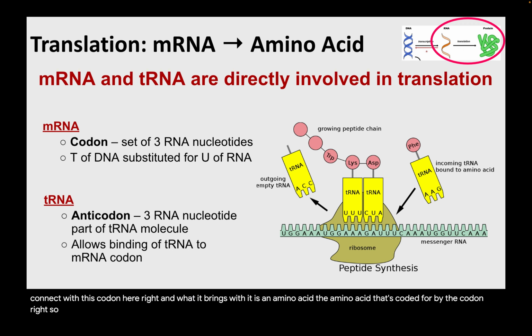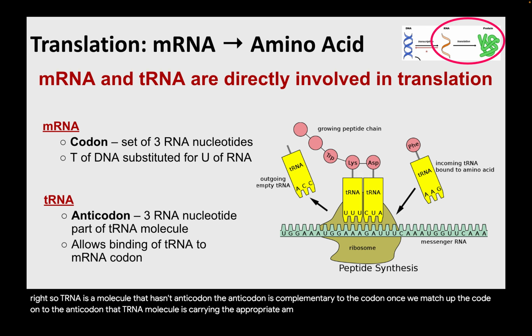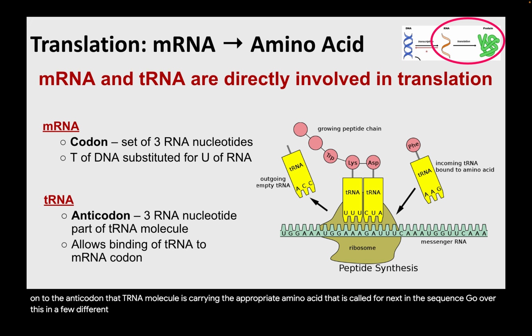So tRNA is a molecule that has an anticodon. The anticodon is complementary to the codon. Once we match up the codon to the anticodon, that tRNA molecule is carrying the appropriate amino acid that is called for next in the sequence. All right, we're going to go over this in a few other ways to help us really understand what's happening here.